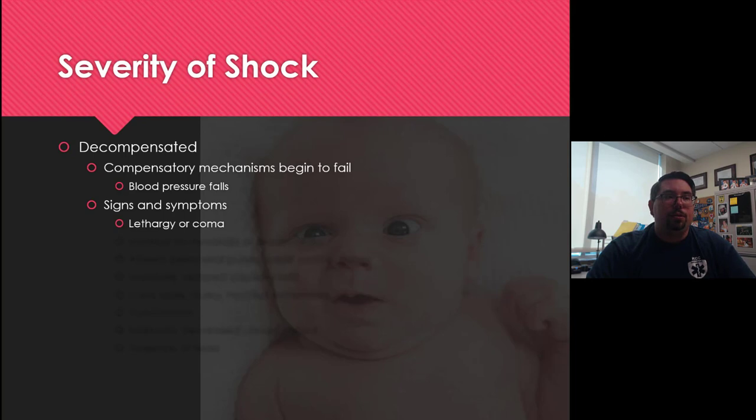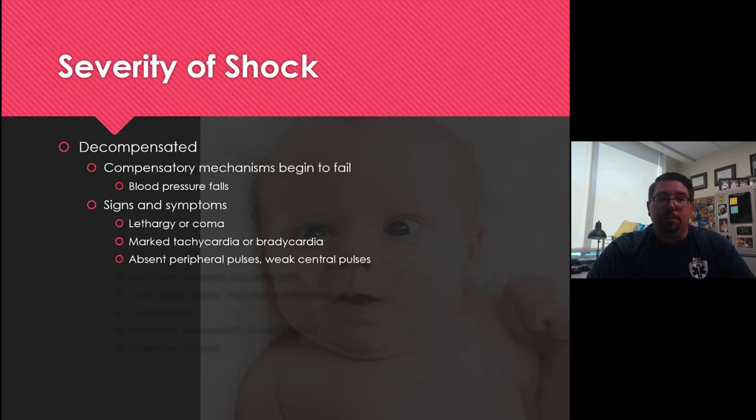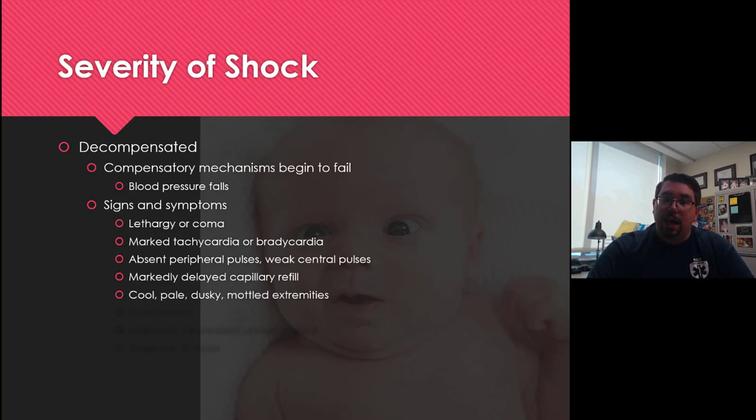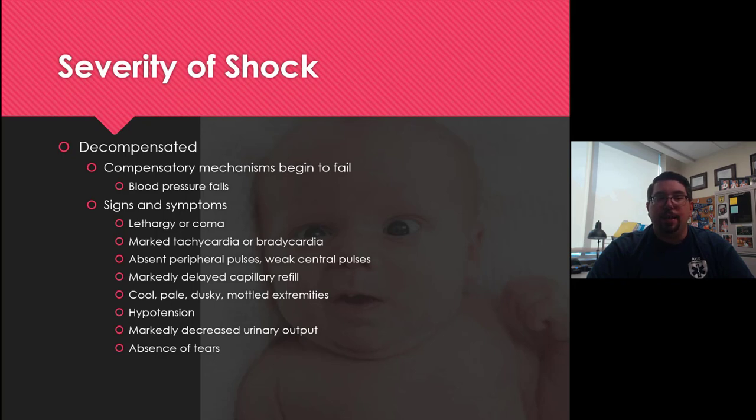These signs and symptoms include things like very lethargic or coma-like patient, marked tachycardia or bradycardia, absence of peripheral pulses or weak central pulses, marked delayed capillary refill, cool, pale, dusky, or mottled-like extremities, that's a sign of circulatory collapse, marked decreased urinary output, again through the form of dry diapers, crying without tears, sunken in fontanels or orbits, and then hypotension, and then again we talked about the absence of tears.